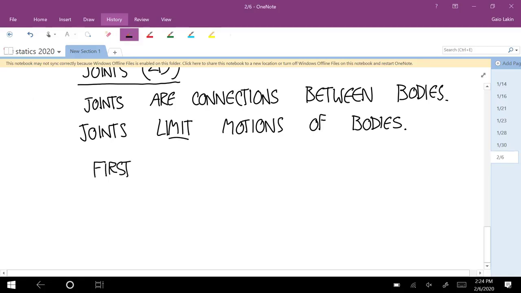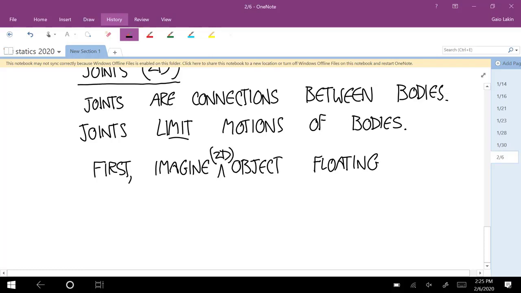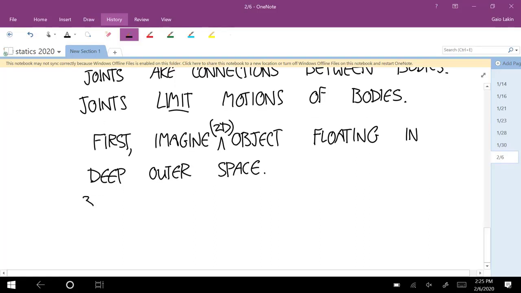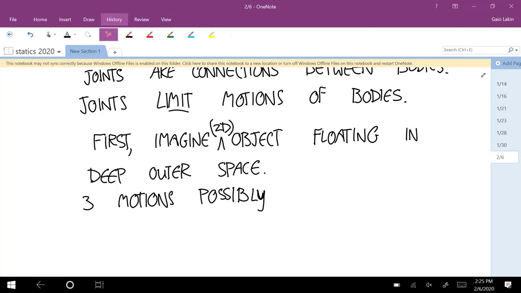first, imagine an object floating in deep outer space. And this is a 2D object. I'm just thinking about the motion in two dimensions. Well, it's capable of three different types of motions for this object. And these three types of motions are called the degrees of freedom. Three motions possible.